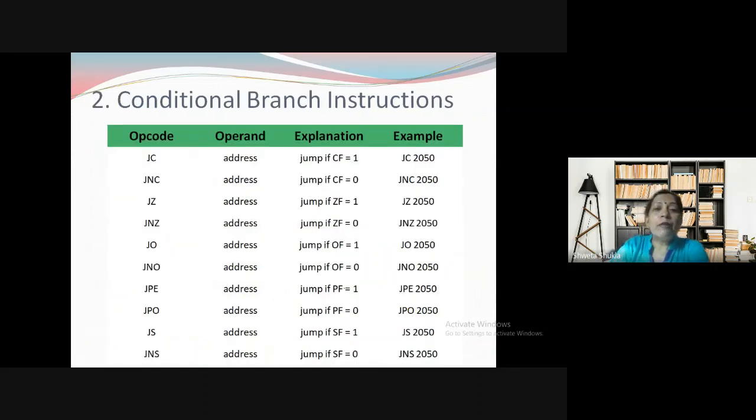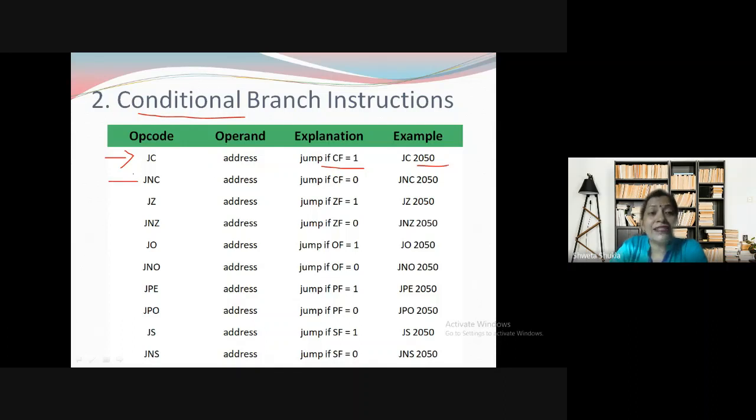Then come conditional branch instructions. As I told you, conditional means you have jump instructions, but the program will move to a particular address only if some kind of condition is fulfilled. Now let's see. First is JC. JC means jump if carry flag is 1. First of all it will check the status of the carry flag. If it is 1, then it will jump to the particular address, that is 2050.